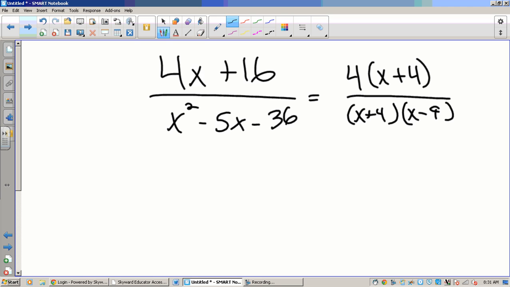Okay, now you see why we factor the top part. Notice I've got an x plus 4 and an x plus 4. Those cancel each other out. It's just like 5 over 5 equals 1. This is 1 over 1. Okay, so now I've got 4 over x minus 9. And that is simplified right there.